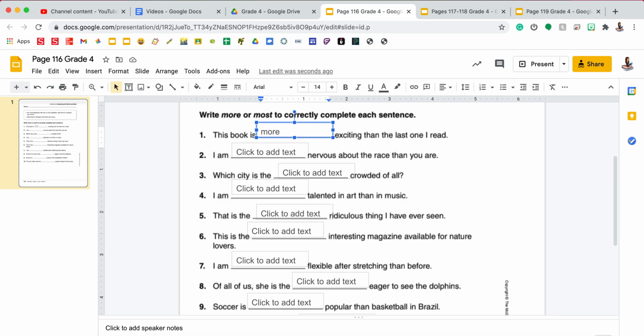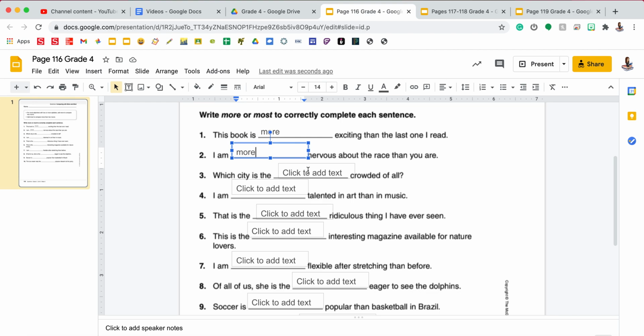Number 2, I am blank nervous about the race than you are. Because I'm comparing my feelings to someone else's, that's only two people. So again, I'm using more, and then I'll reread the sentence. I am more nervous about the race than you are.